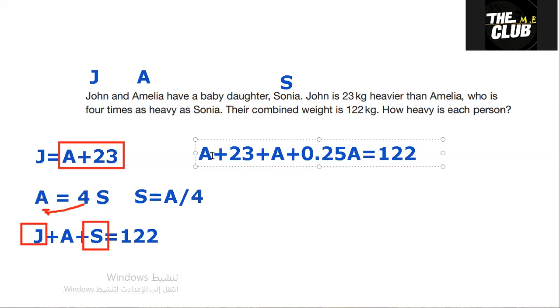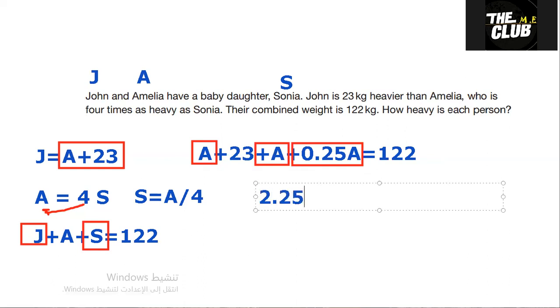Now we can solve. First, we look at the like terms. We have like terms, which is A and A and 0.25A. When we add them together, they're going to be 2.25A. Isn't it 3.25A? Oh, it's 0.25A, so this is less than 1, and these are 2. So they're going to be 2.25A.